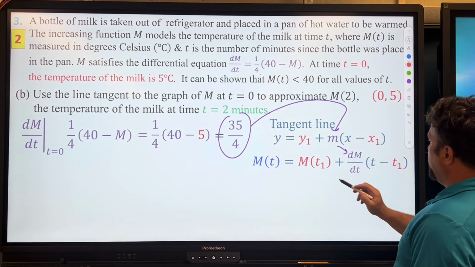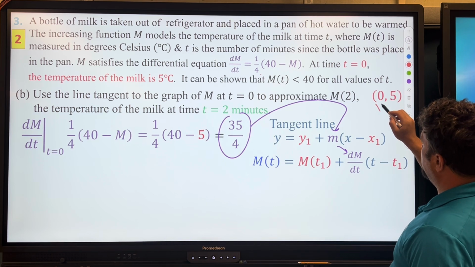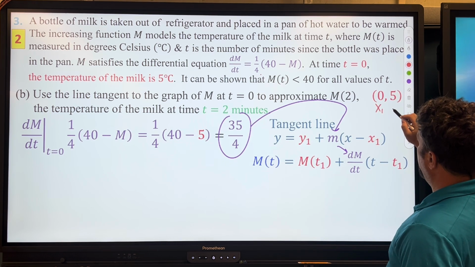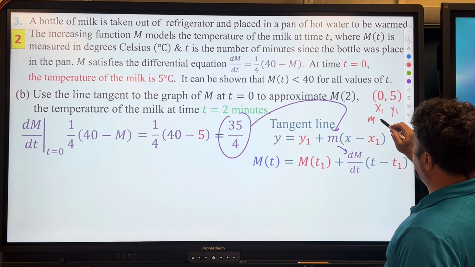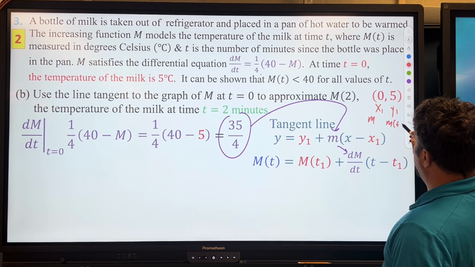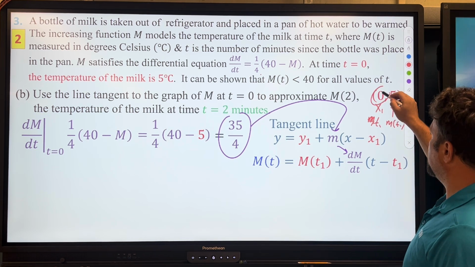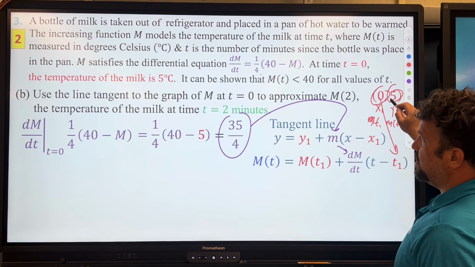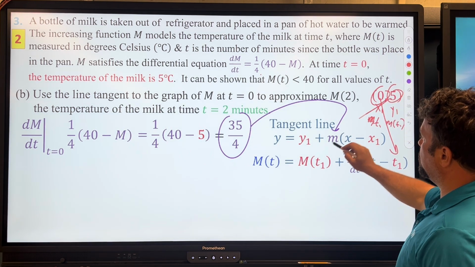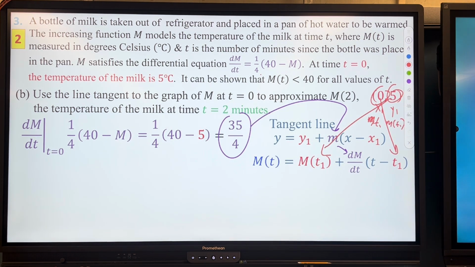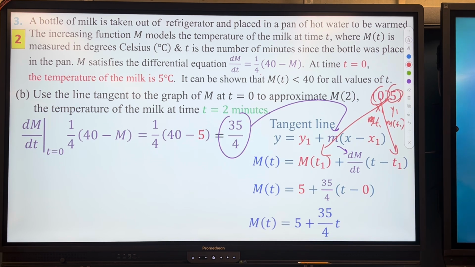Now, these are my x1, y1, or m of t1, and this would be my t1. So this goes here, this goes here. Is that enough arrows for you? So you got 5 plus 35 over 4, t minus 0. 5 plus 35 over 4 t. All right? Get that mess out of there.